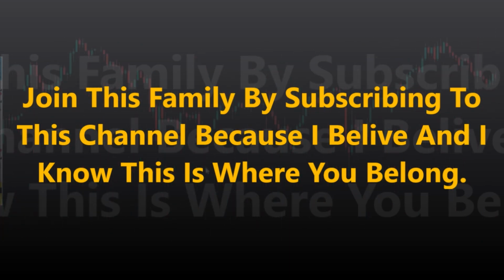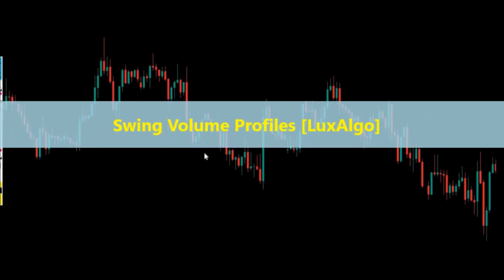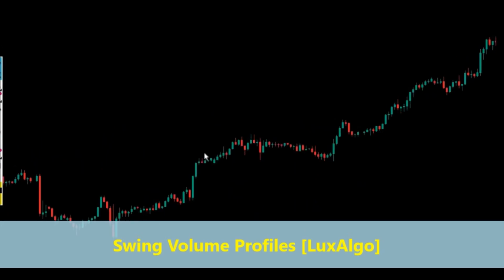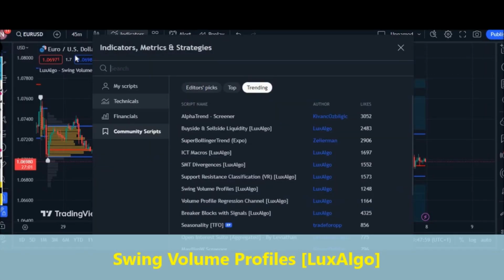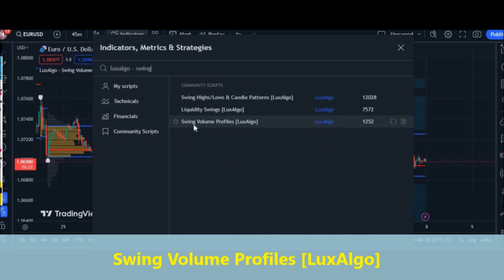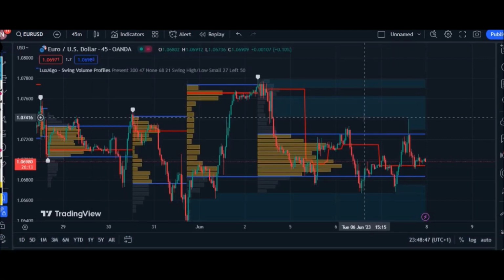Okay, so guys, I know most of you wonder how to add the indicator on your chart. The indicator is super free, and the only thing you need is a TradingView account. Just go to TradingView.com, click on the indicators tab, then type swing volume profiles LuxAlgo. Once you click on it, this is how it's going to appear on your chart.